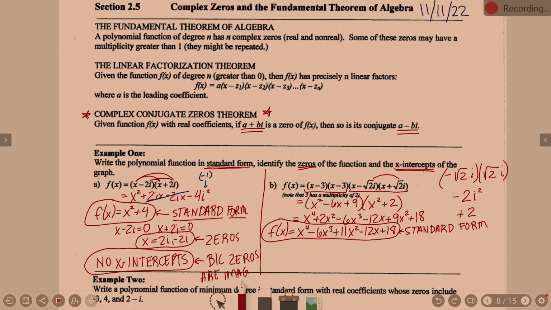Okay. Enjoy that standard form while you can, guys. That's my hint. That was easy.